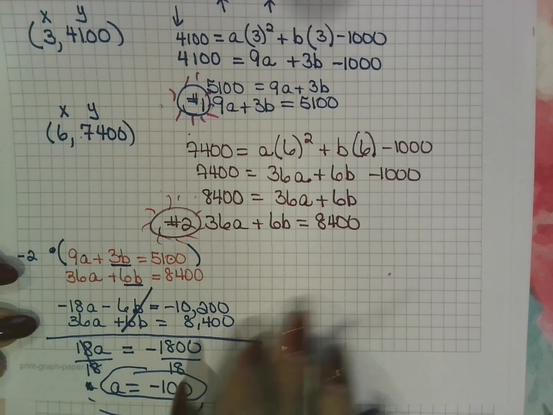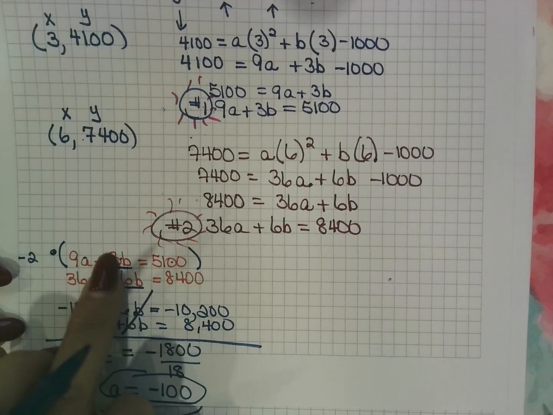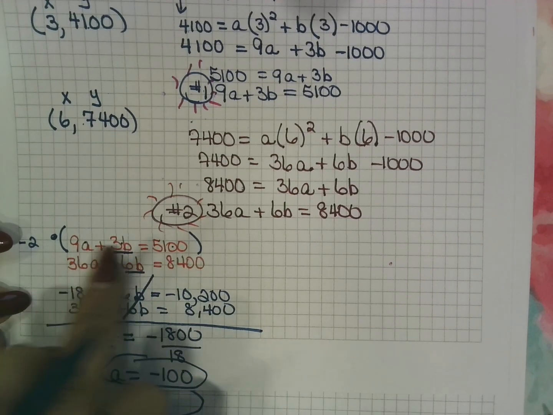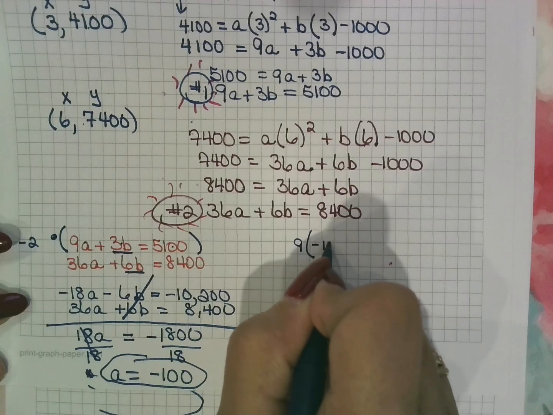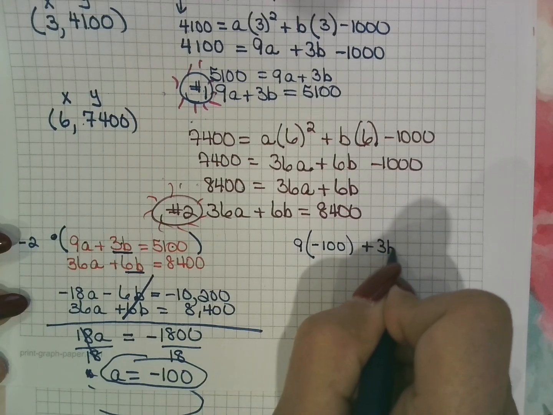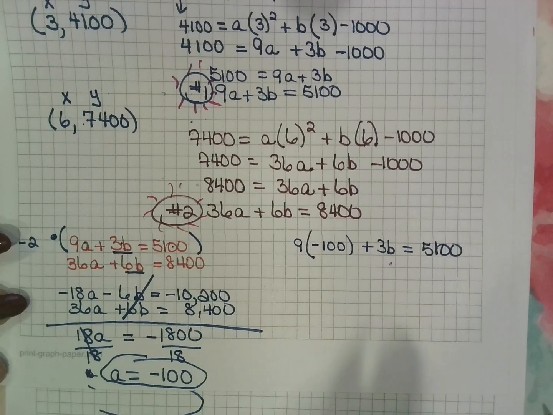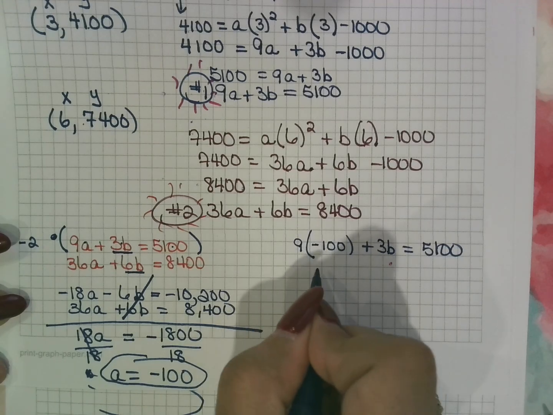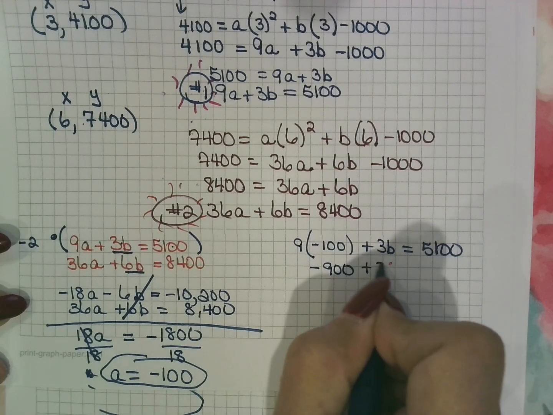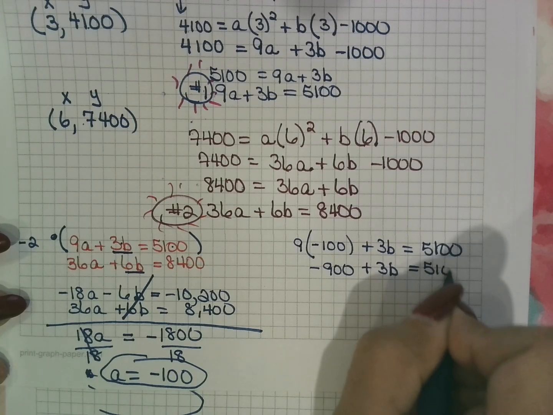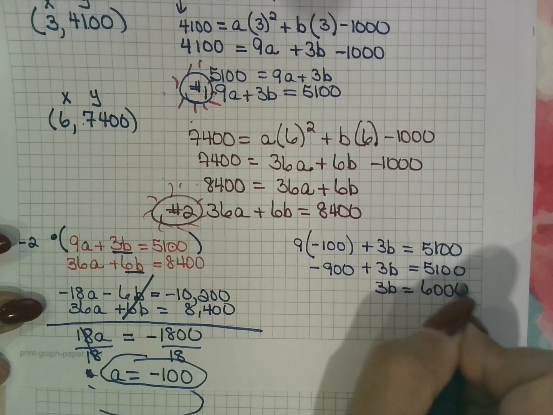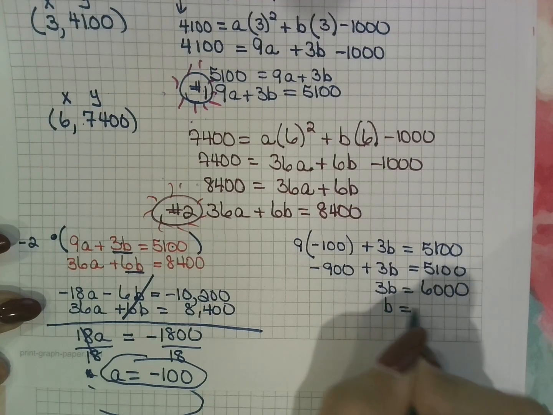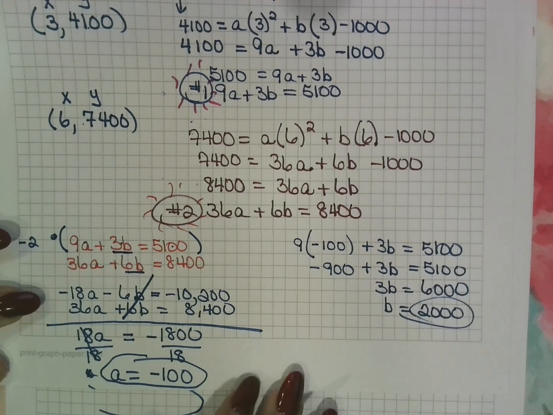All right, in order to find what b is, you need to go back to one of these two and plug it in. Again, I'm going to pick the one that has smaller numbers. So 9 times, instead of a, negative 100, plus 3b equals 5100. And this is going to give me negative 900 plus 3b equals 5100. I'm going to add 900 to both sides. 3b is 6,000. Divide both sides by 3. b is 2,000.